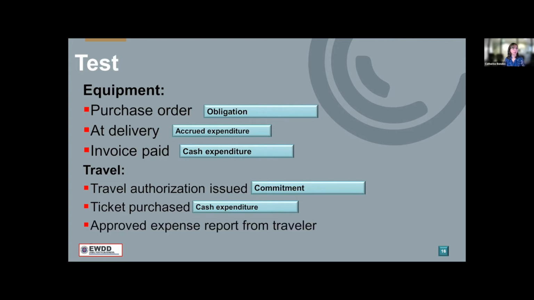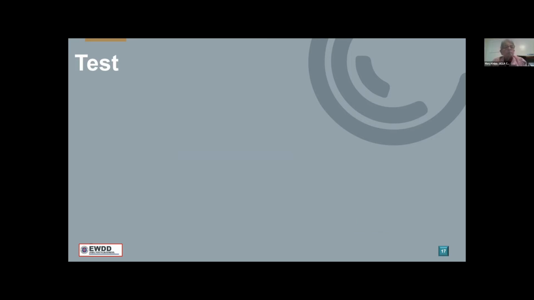Now you're going to approve the expense report from the traveler. Aside from the ticket, he incurred expenses while traveling. You haven't paid him yet, but you have the report from him that you are obligated to pay him. He incurred it while traveling. That's already an accrual.